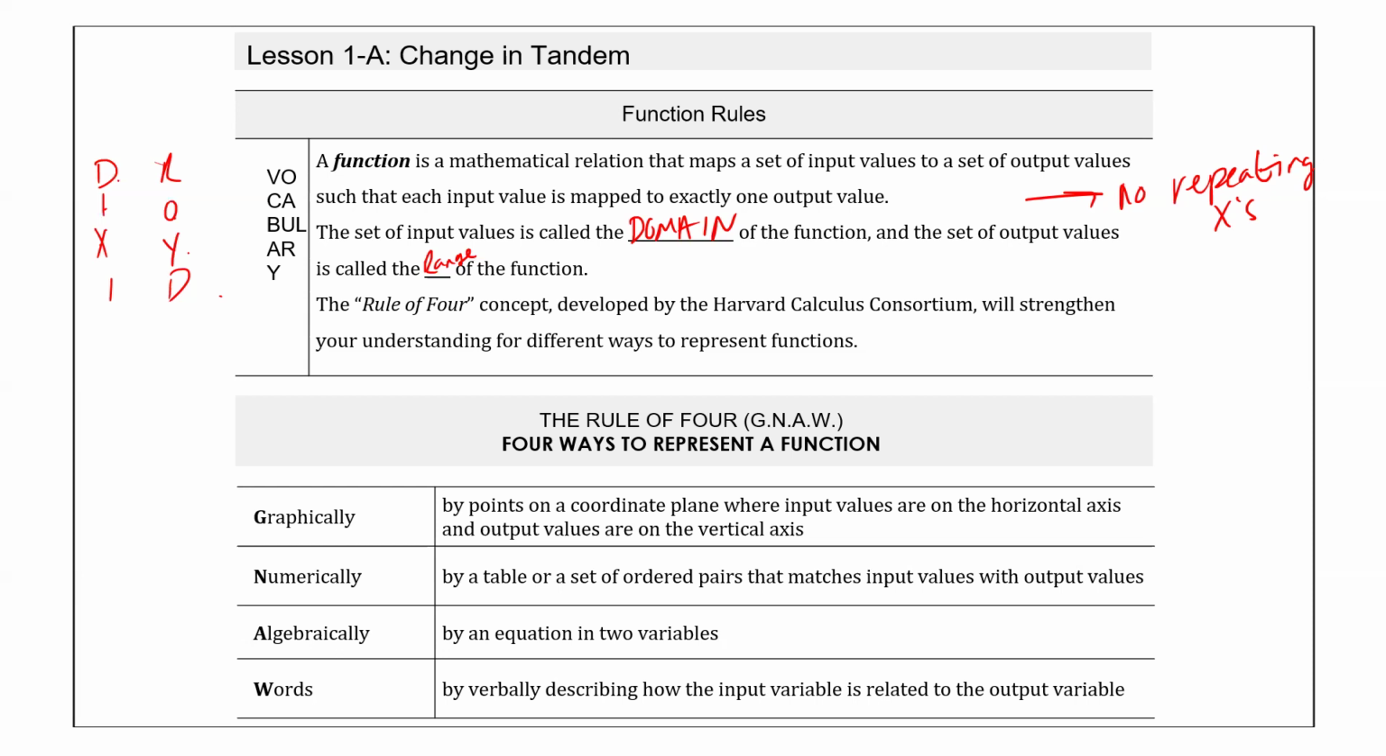Okay. All right. The rule of 4: when you are representing a function, there are 4 ways. Some people say it like, nah. But GNAW means you can represent a function graphically, numerically, algebraically, and with words. Okay. Got it? So those are our 4 main representations: graphically, numerically, algebraically, and with words. And we have to be comfortable going in between those 4. Got it?